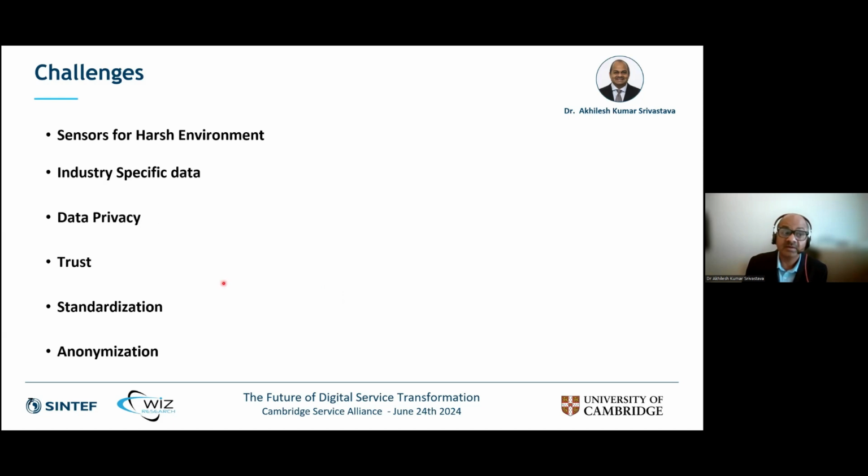But there are several challenges in this case also, because the kind of industries I will talk about in this session need sensors for harsh environments, because some of the industries, for example, the steel industry, aluminum industry, and such kinds of process industries, have high temperature environments. Sometimes they have very high magnetic field environments. So we have to develop sensors that are fit to deal with those kinds of environments.